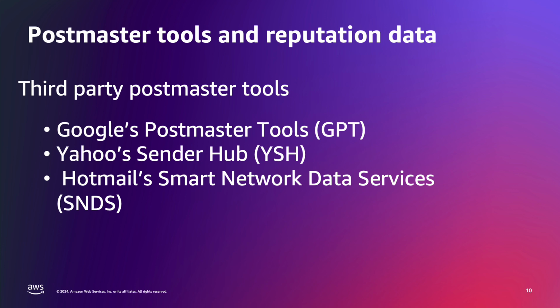Postmaster tools and reputation data. Email sender reputation is comprised primarily of domain and IP reputation. As the industry continues to shift to an emphasis on domain reputation, you will need to utilize dashboards and tools available that can represent these reputation states at both the IP and domain levels. Many mailbox providers offer their own set of dashboards and postmaster tools. Three great examples of this are Google Postmaster Tools (GPT), Yahoo's Sender Hub (YSH), and Hotmail's Smart Network Data Services (SNDS). When reviewing this dashboard information, you can approach it in multiple ways.